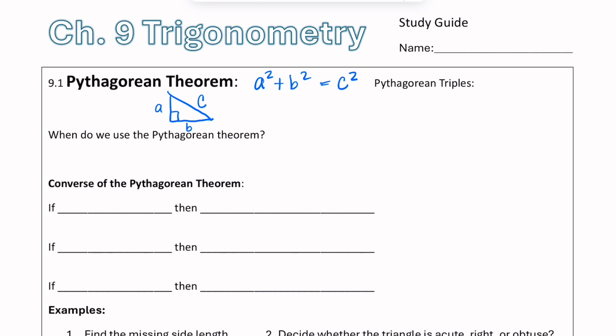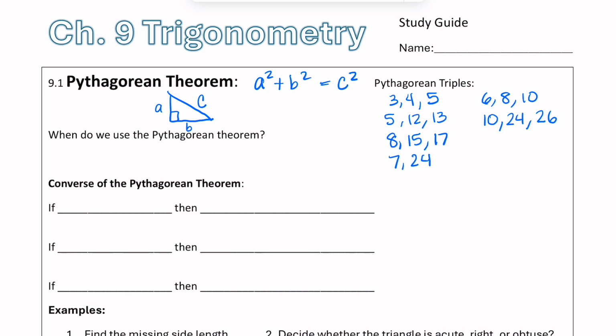There are some specific Pythagorean triples where all 3 measurements of the sides are integers, so not a decimal. Some of the more famous ones are 3, 4, 5 triangles or 6, 8, 10. Sometimes it can be helpful to memorize these because you'll come across a triangle where it will give you 2 sides and you have to know the third side. And if you see that 2 of the sides are part of these Pythagorean triples, then you can automatically know what the third side is because you've memorized it. So that's optional but helpful.